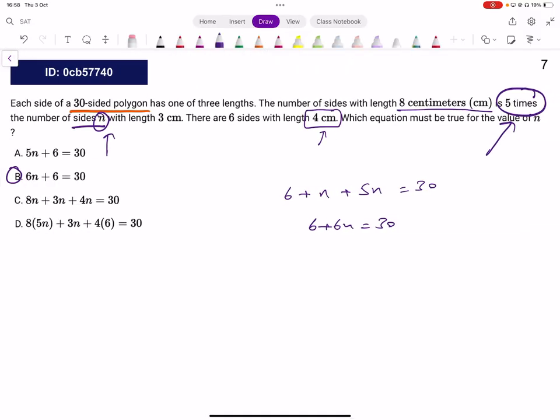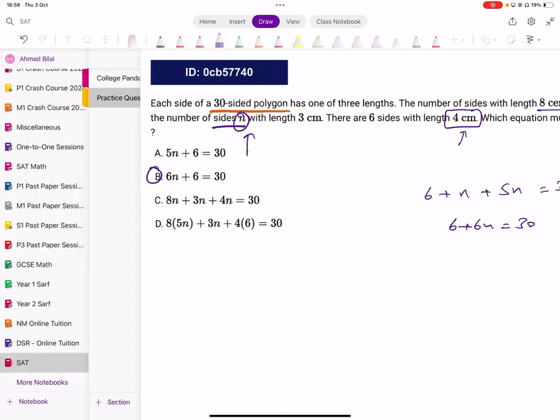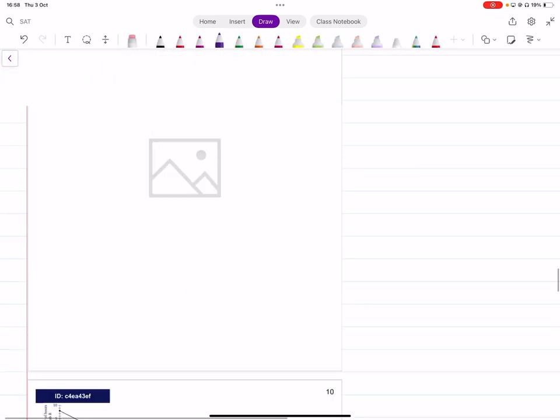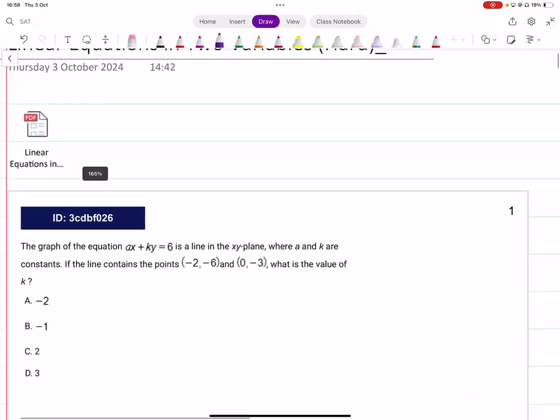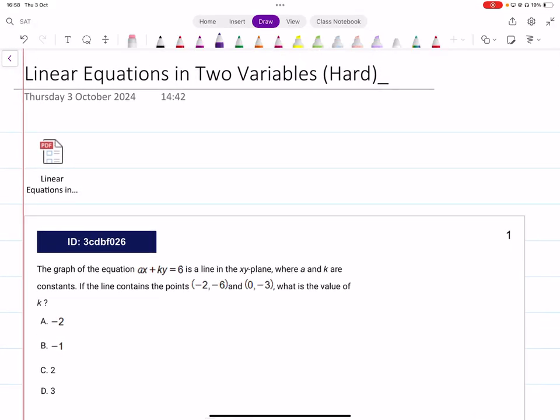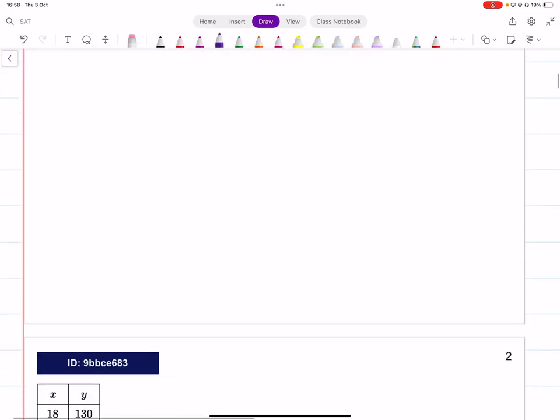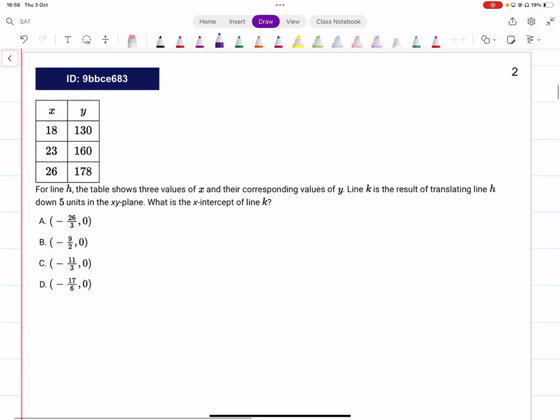That's the last of linear equations in one variable. Next is linear equations in two variables. All right, linear equations in two variables. From this, we have question number 2, first of all. For line H, the table shows 3 values of X and their corresponding values of Y. Line K is the result of translating line H down 5 units in the XY plane. What's the x-intercept of line K?